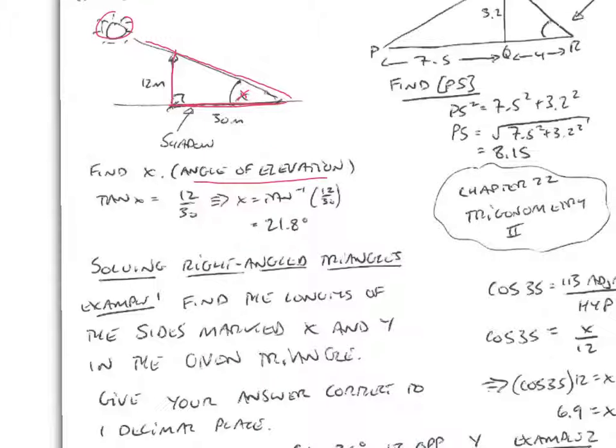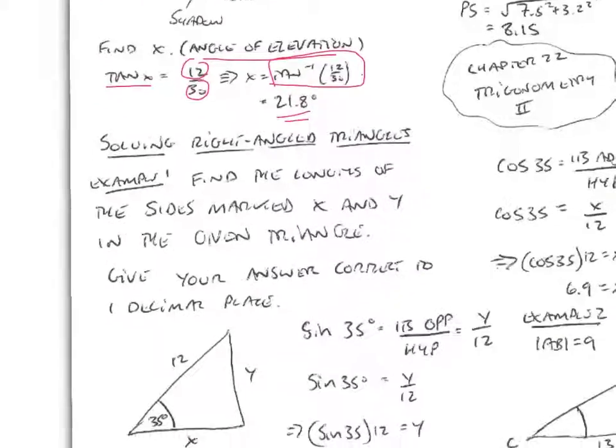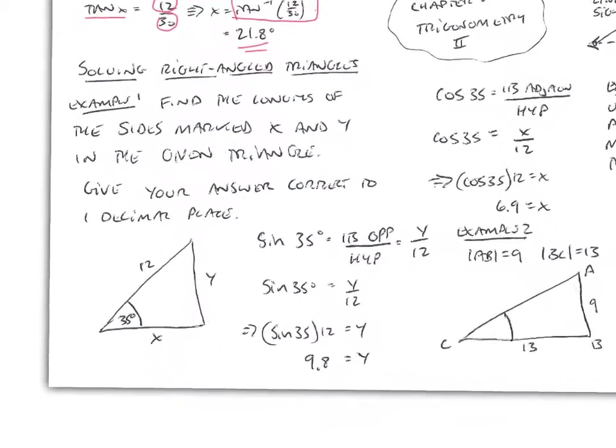So we can just work with the ratio tan because we know the opposite side to x and we know the adjacent. So it's 12 over 30. Tan x is 12 over 30, so x must be equal to the tan inverse of 12 over 30, 21.8 degrees. Now, let's look at another example here.